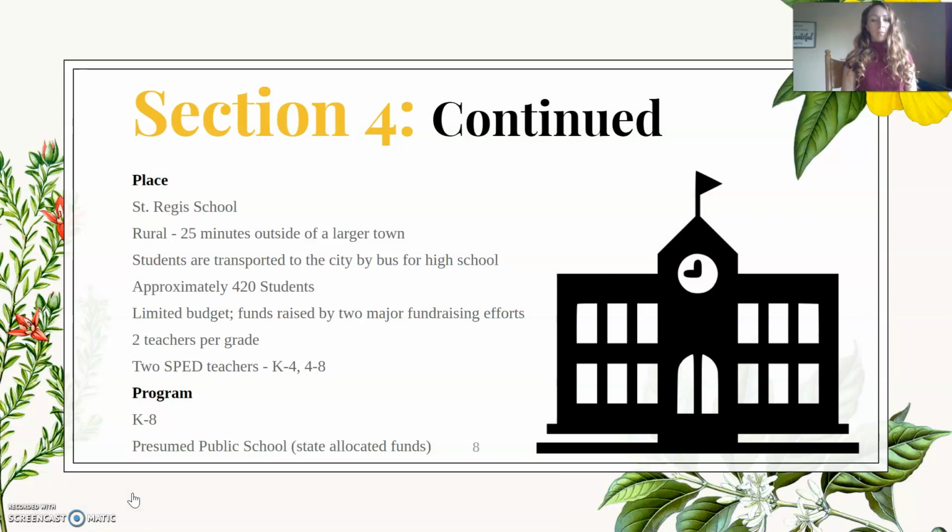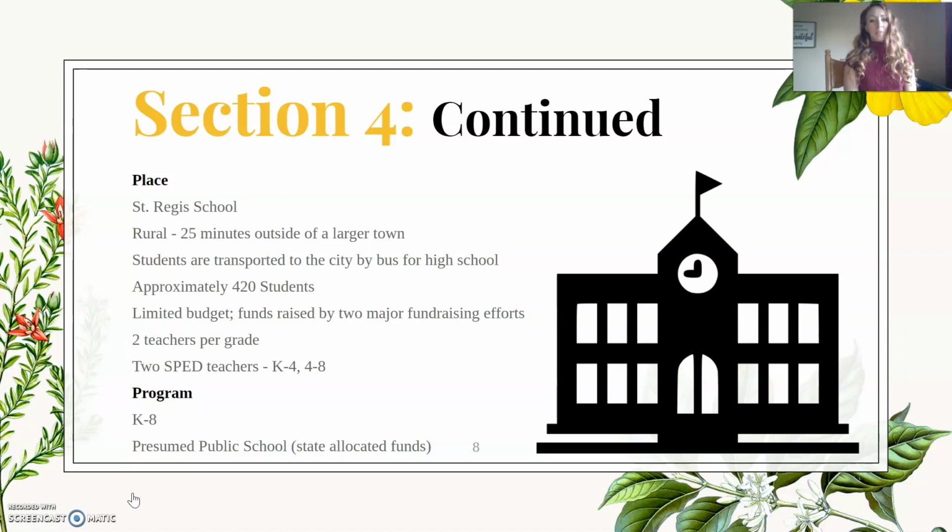When considering the information provided regarding the places, we know this case took place at St. Regis School. We don't know much about the location, except that it is in a rural area located 25 miles outside of a larger city. When students graduate from this school, they are then bused to the city for high school.